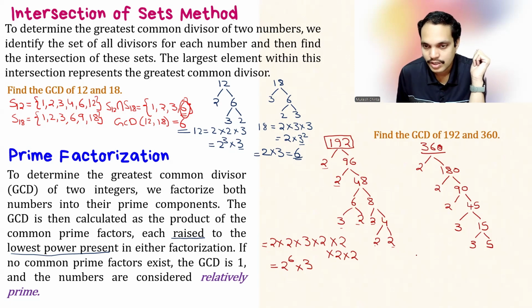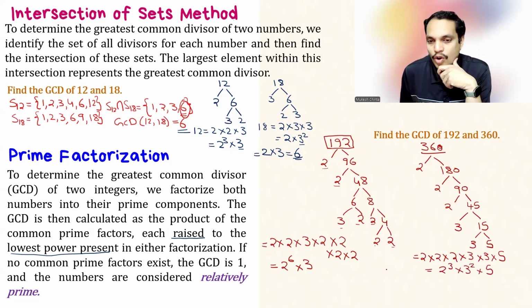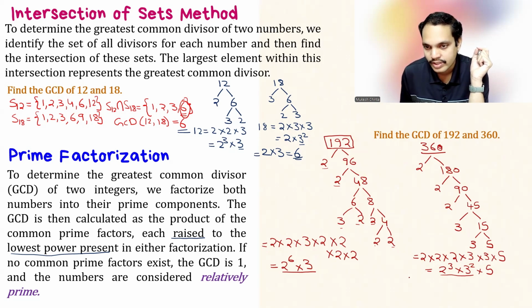Now 360 can be written as 2 into 2 into 2 into 3 into 3 into 5, which gives me 2 cube into 3 square into 5. What are the common prime factors in these two numbers? 2 and 3 only, isn't it? And I told you that you have to take the multiplication of the lowest power present in the common prime factors. So what is the lowest between 2 power 6 and 2 cube?